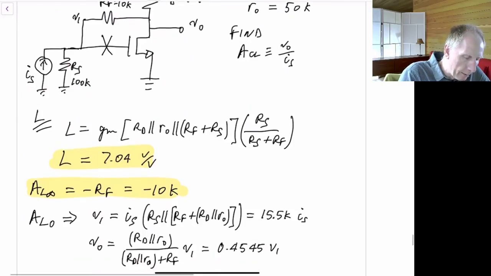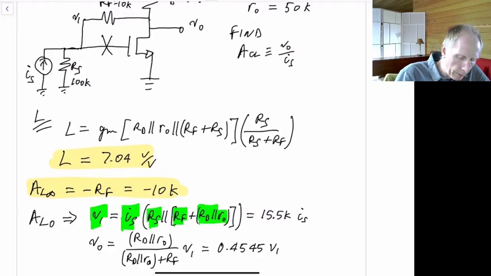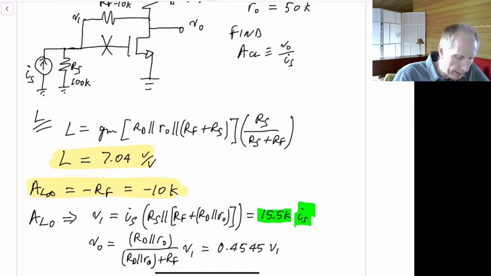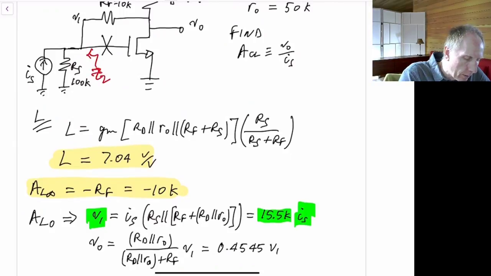So we have that V1 is equal to IS times that impedance, and I said it's RS in parallel with RF, in series with RD in parallel with R0. Remember, Z1 would be in there as well, but because Z1 went to infinity, we don't have to worry about it. So that works out to be 15.5K times IS, and that's V1. Notice we won't actually need Z2 here. So the impedance looking over here, which was Z2, eventually we'll add that as the resistance over here, but we don't ever need it, so it never gets used in this particular example.